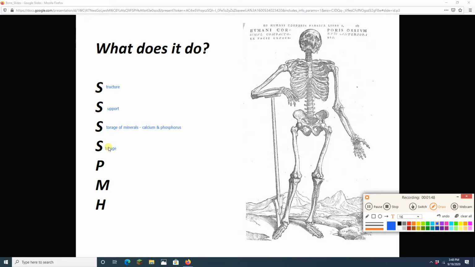What else? Another storage. We're going to store energy. And of course, how do we store energy? We store energy in the form of adipose tissue. In other words, in the form of fat.